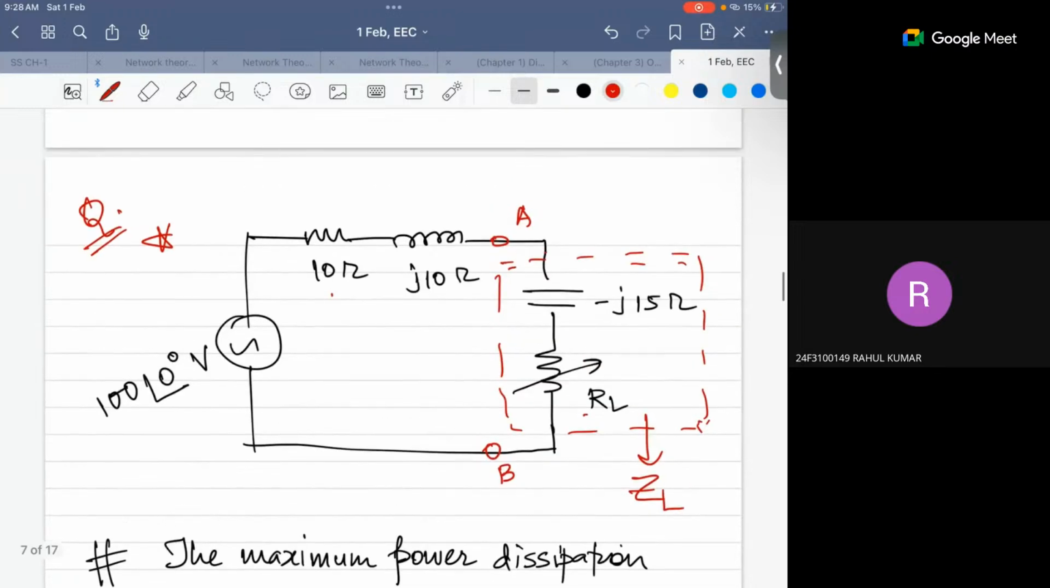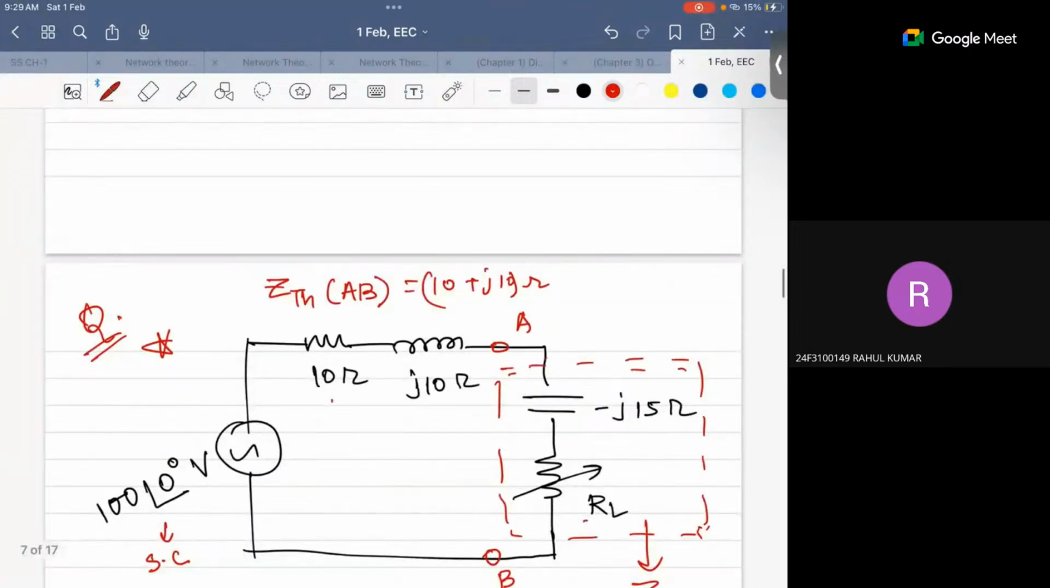Is there any doubt while calculating the Z Thevenin across AB? Because you just have one independent source, that will be short circuited if you have to calculate the Z Thevenin across AB, your load terminal, because both of them are coming under the load, right? One is fixed, one is variable. And I already told you, Z Thevenin you have calculated: 10 plus j10. Okay, that will be in ohms.